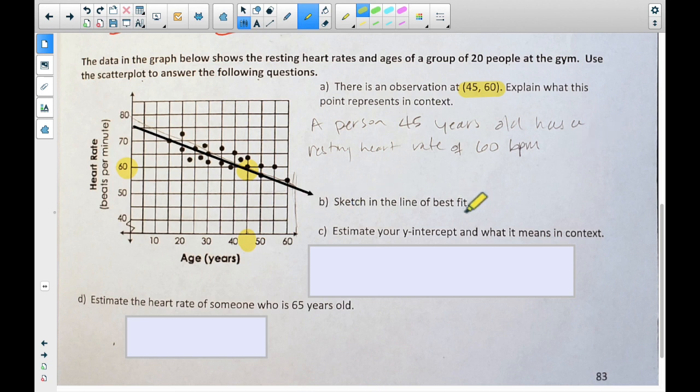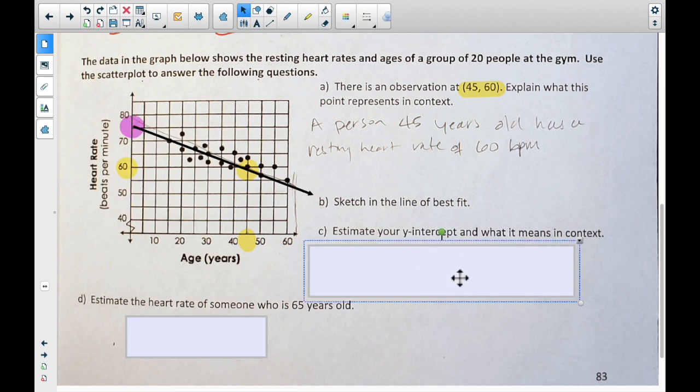Part B, sketch in the line of best fit. I already did that, but take a second to find a ruler or a straight edge and sketch in a line of best fit. Our lines are going to be close to each other, but not exactly the same, and that's okay. Estimate your y-intercept and what it means in context. Do you remember where the y-intercept is? It's wherever the line hits the y-axis. It's just about 75. I was really sloppy with my pencil line and didn't even use a ruler.